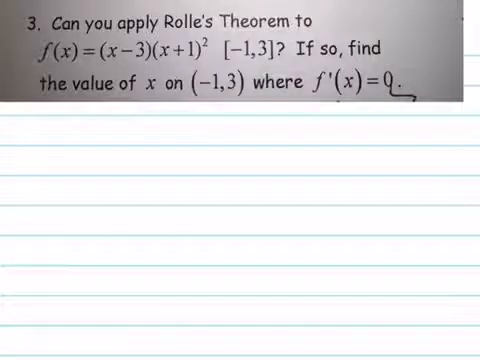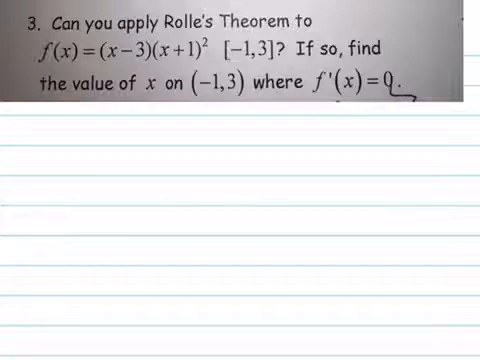So we're going to apply Rolle's theorem to this problem. Rolle's theorem states that if f is continuous on a closed interval and differentiable on the open interval, the interval being a, b, and if f of a equals f of b, then there has to be at least one number c inside of (a, b) such that the derivative at c of the function equals 0.